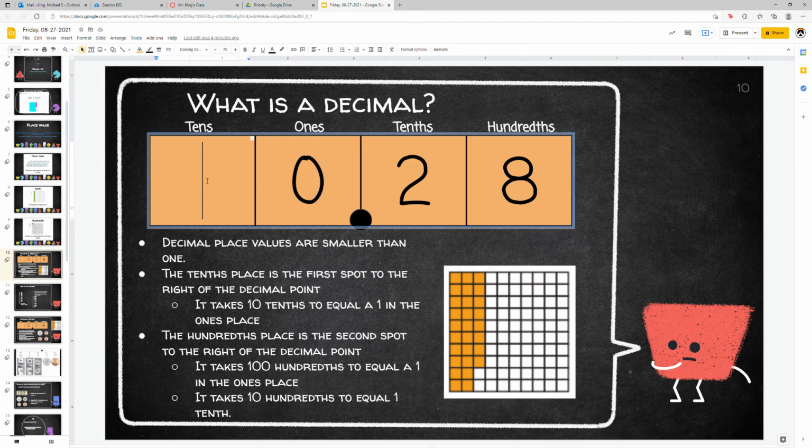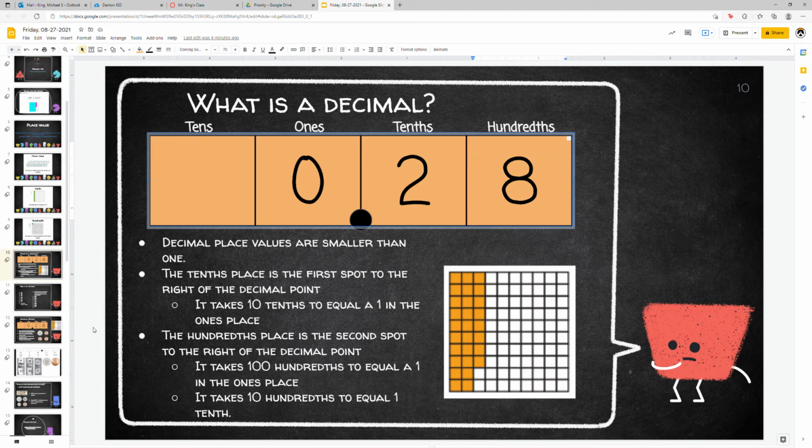We don't have any whole numbers. There's nothing in the tens place, but that's our normal place value that we're familiar with. To the right of a decimal point, though, that's where the numbers become parts of one whole. So I have a 2 in the tenths place and an 8 in the hundredths place right now. That number, read out loud, would be 28 hundredths.